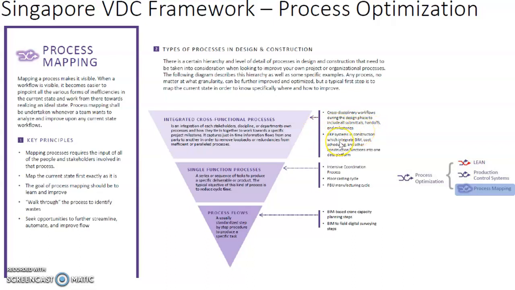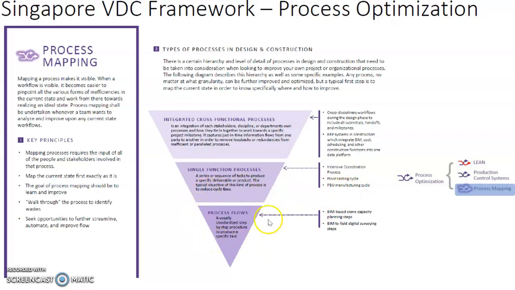Or it could be engineering and procurement systems in construction, which integrate BIM, cost, scheduling, and other construction functions into one data platform. The next lower level will be the single function processes, and they are a series or sequence of tasks to produce a specific deliverable or product. The typical objective of this kind of process is to reduce cycle time. Examples of this could be intensive collaboration or coordination processes, floor casting cycles, or the PBU manufacturing cycle.